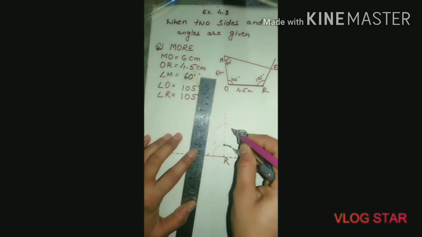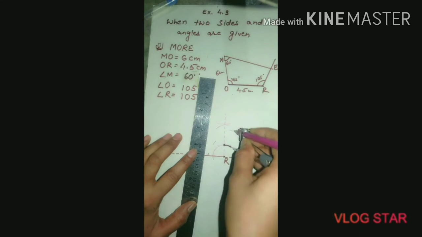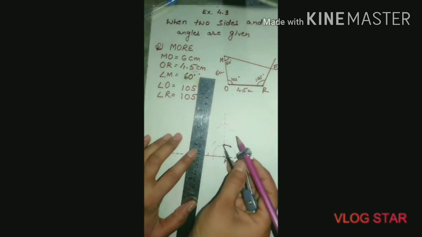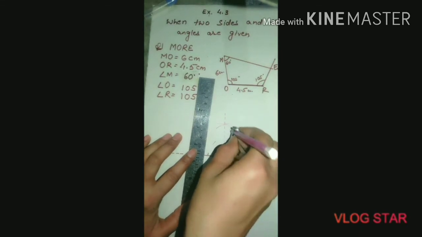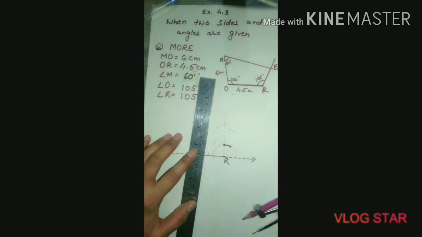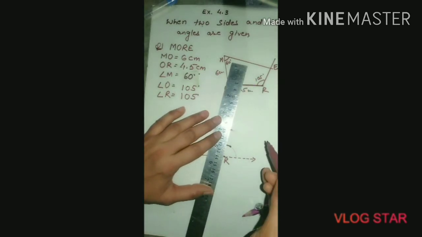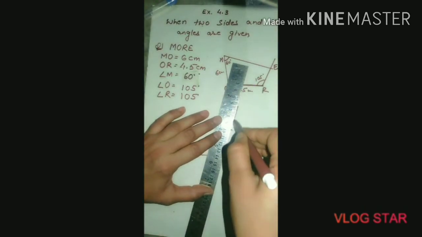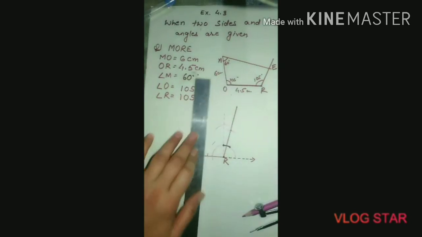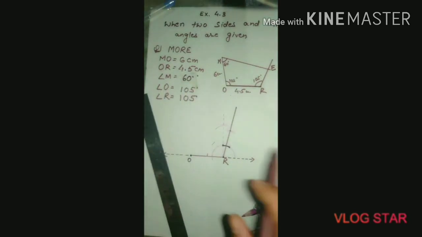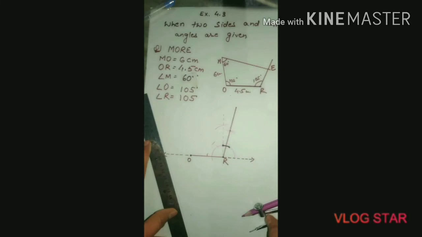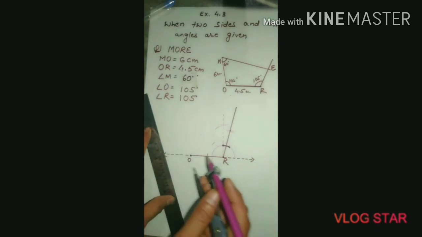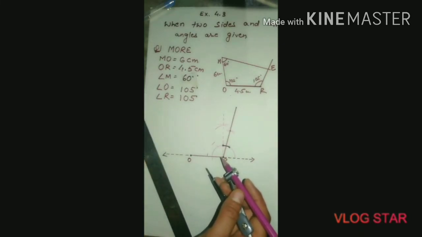Keep the compass here, draw the arc, and then at this point cut that previous arc. You will get the point of intersection as this point and this point. Now you have to join it and extend it. This is 105 degree. In the same manner you have to construct this side. This side also you have to construct in the same manner.